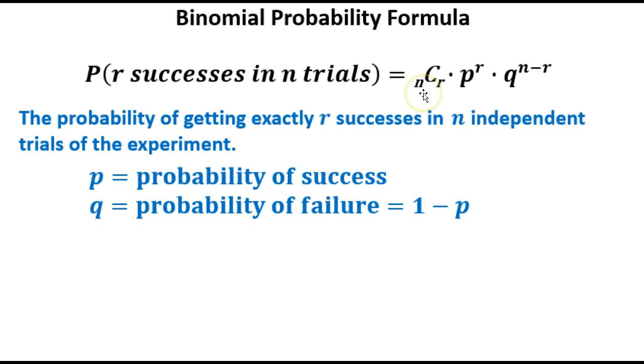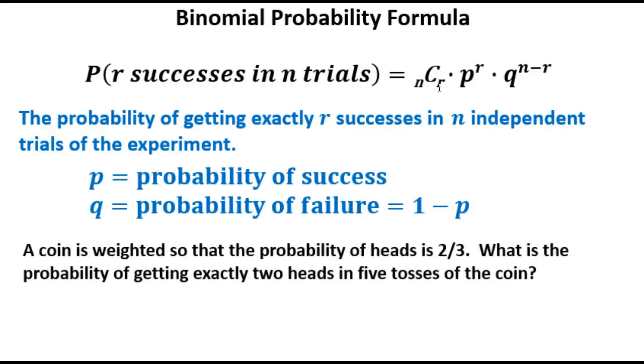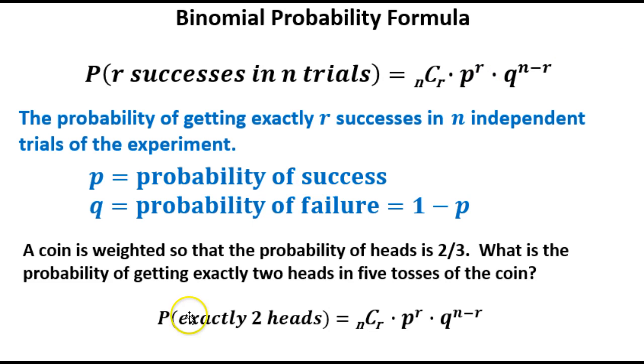N is the number of times we're going to do something, and R is the number of successful results that we'll have. That sounds kind of confusing, but let's bring in our previous example. The coin is weighted so that the probability of heads is 2/3. Let's use this one for our probability formula. We want to find the probability of getting exactly 2 heads. We take the combination, however many ways we can get successes out of our total number of trials, multiply that by the probability of success and the probability of failure, all raised to different powers. So let's go through them one by one.